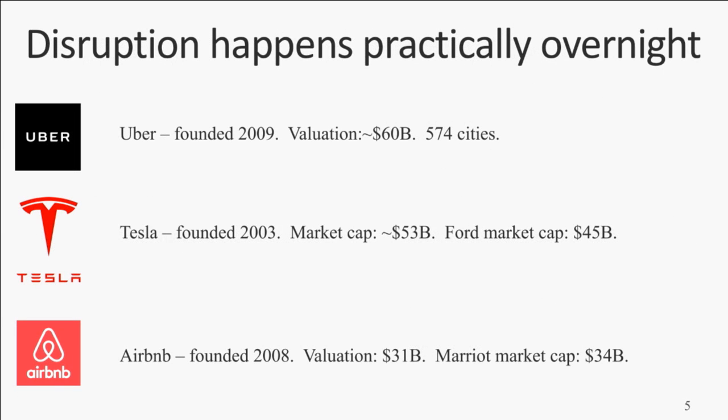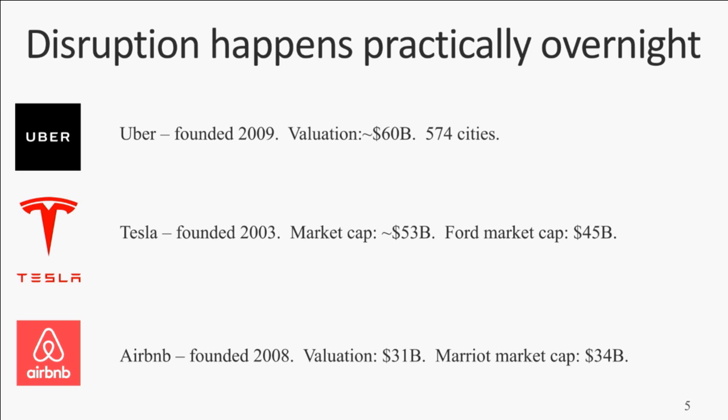If you think about some of the disruption and how fast it happens anymore, let's take Uber as an example. It was founded in 2009. It has a $60 billion valuation. It's a private company, and it's in 574 cities, and this data is actually a few months old now. And Tesla was founded in 2003. They have a bigger market cap than Ford, right? And Airbnb, and Ford was founded almost 100 years before that?